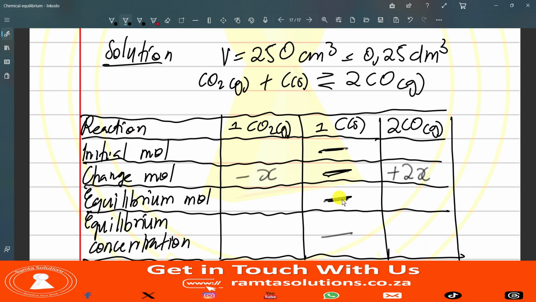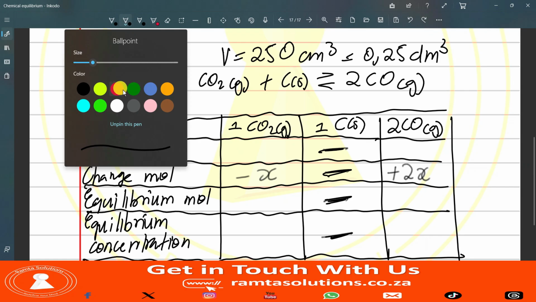Remember these x's. I write them in pencil so you can erase them later. Okay, now initially you are given 2.38 moles. This is what you have. Maybe I should change the color. Yeah, I'm going to use this green.